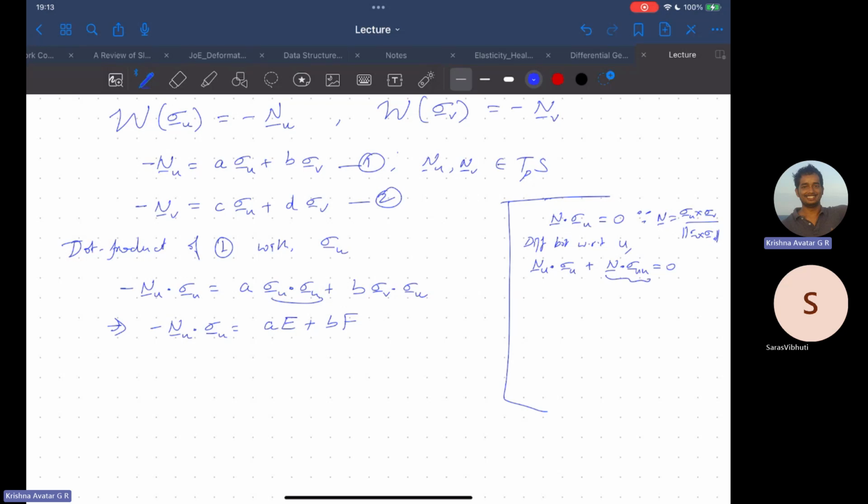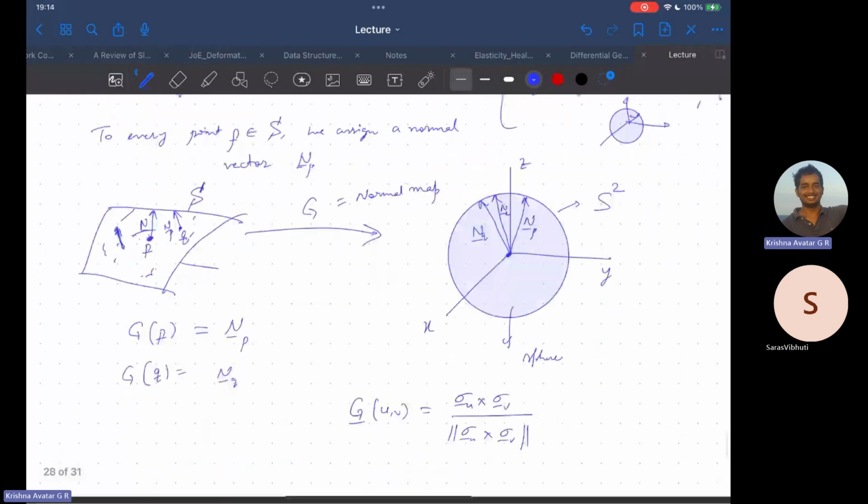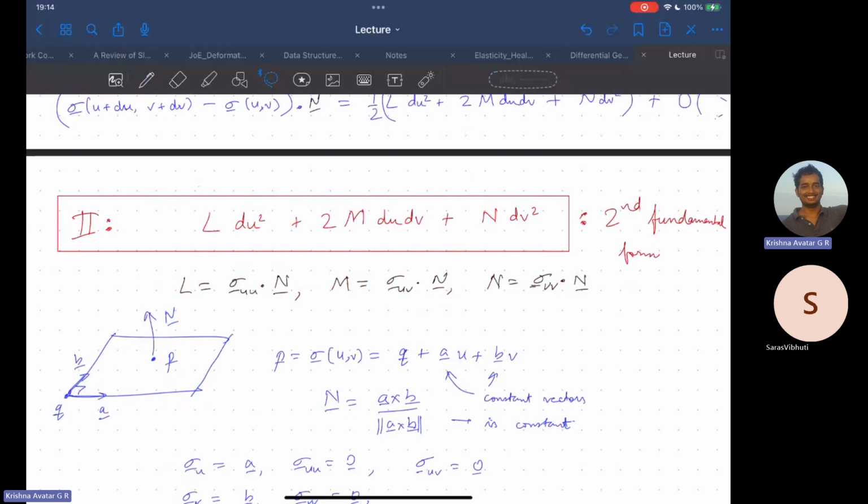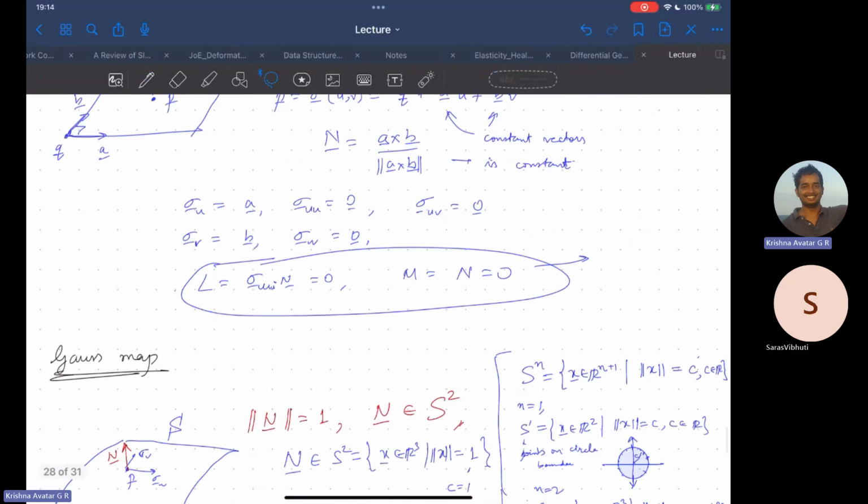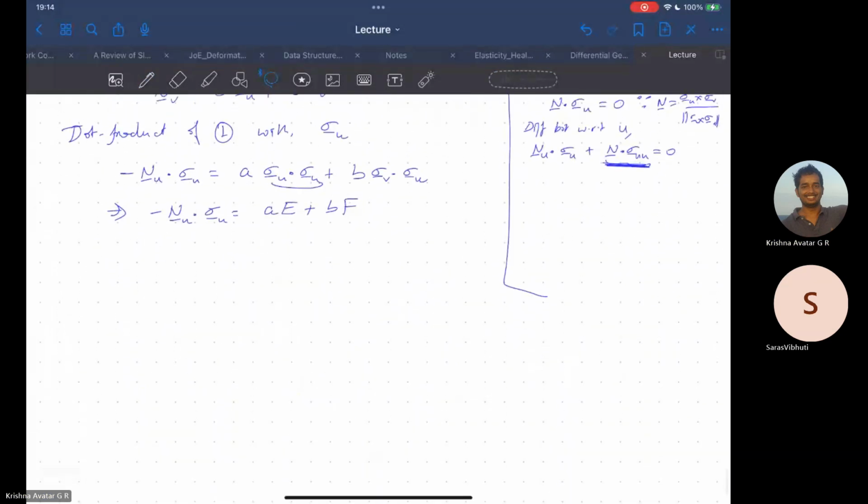This is a familiar term to us because sigma uu dot n was the first coefficient of the second fundamental form. If I can scroll back, see, this is sigma uu dot n, which is L. So which means that L is equal to minus nu dot sigma u. So this implies that L is equal to aE plus bF. This part is understood.